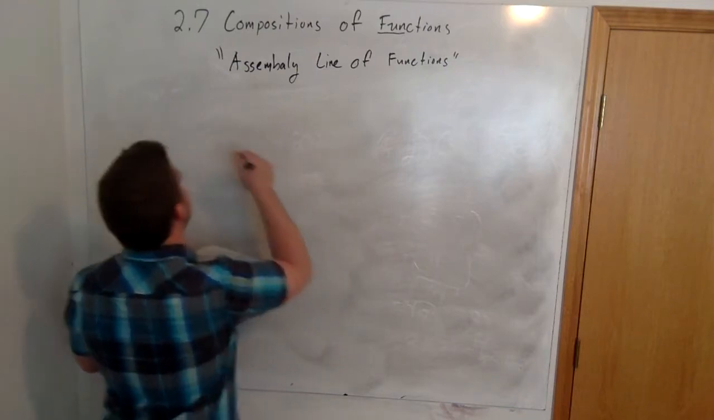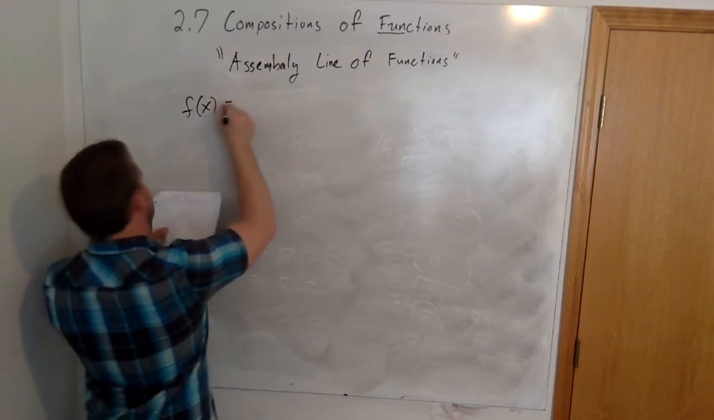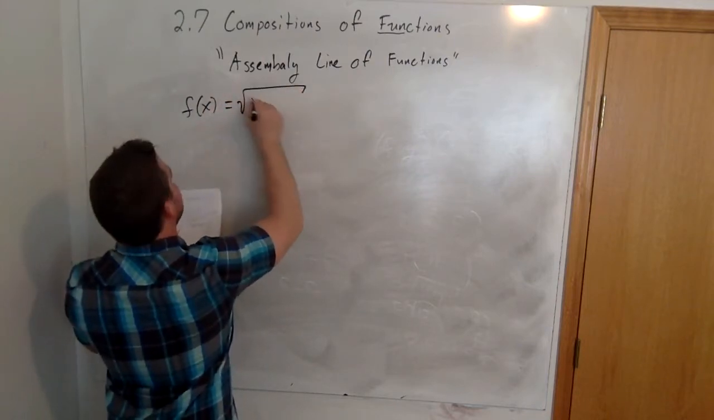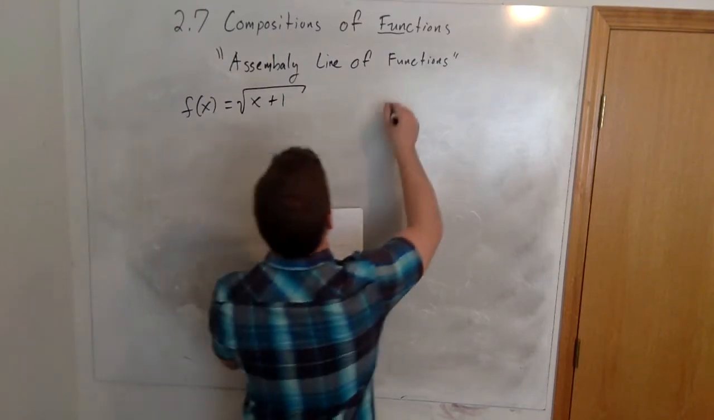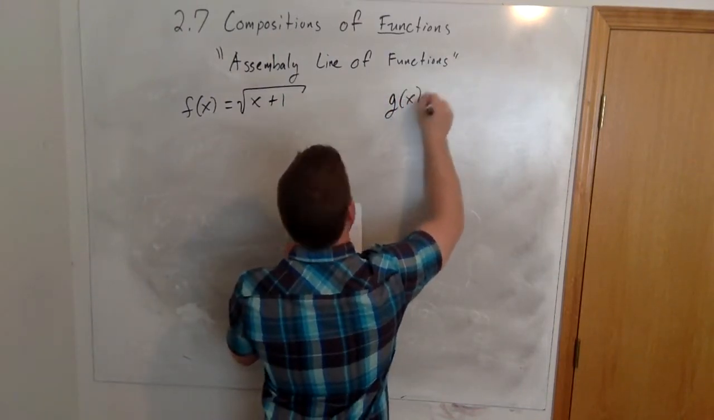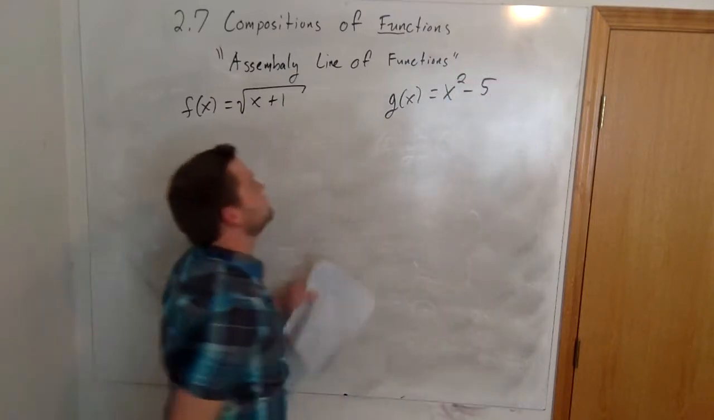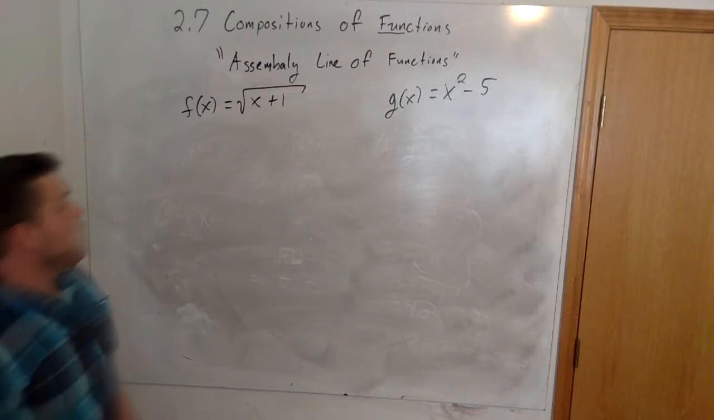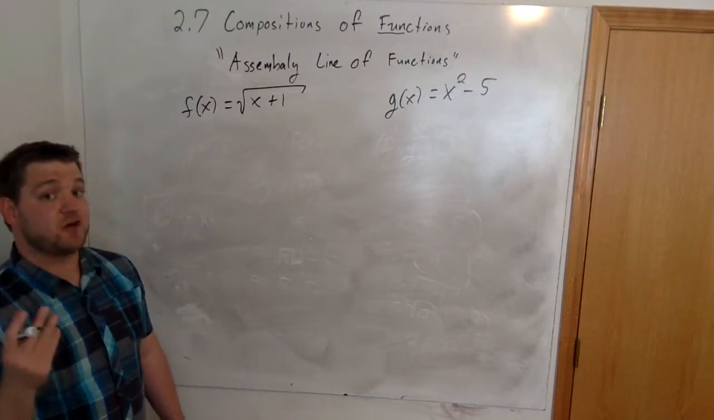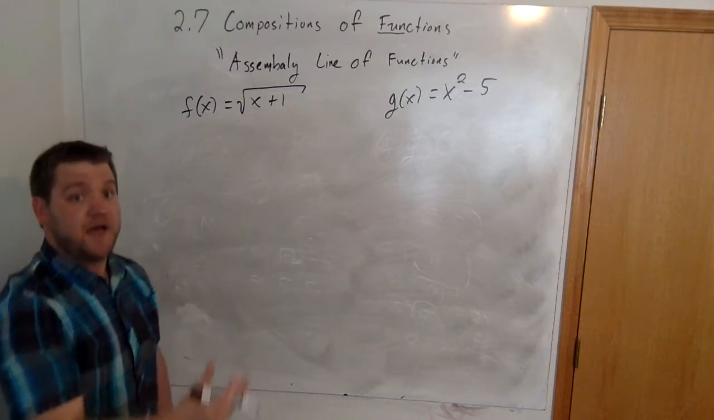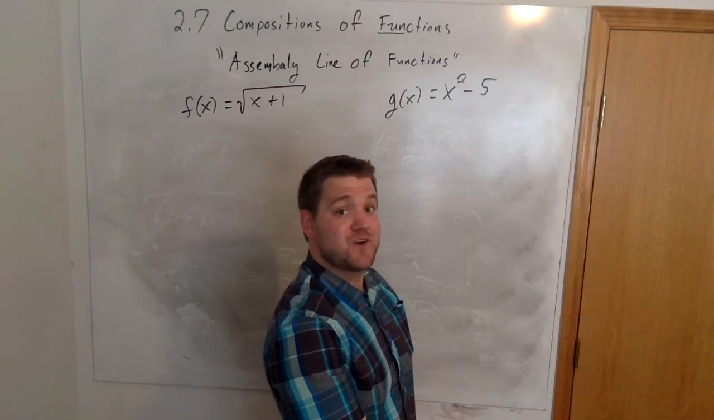So let's say I have two functions. Let's say f of x is equal to the square root of x plus 1. Let's say I have another function, g of x, and that's x squared minus 5. Now, when we're computing a composition, what that means is I'm going to take a value, plug it into one function, and get an output, and I'm going to take that output and plug it into a new function.